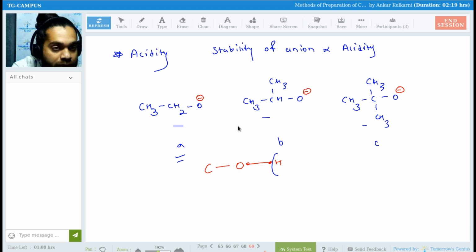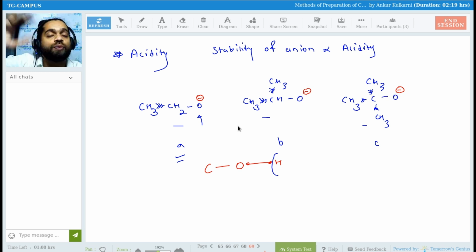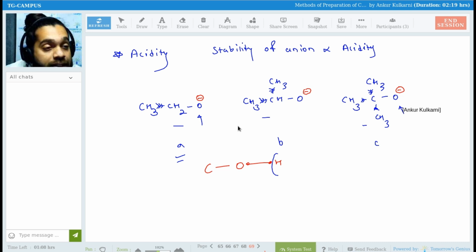Okay, so over here, Sasidaran, you have an oxygen negative. Now over here, one carbon is giving inductive effect. Inductive effect means what? It is giving away electron density towards oxygen. Over here, only one carbon. Over here, it is two carbons giving away electron density towards oxygen. Over here, three carbons are giving electron density towards oxygen. Now, since it is giving electron density towards oxygen, the stability decreases.